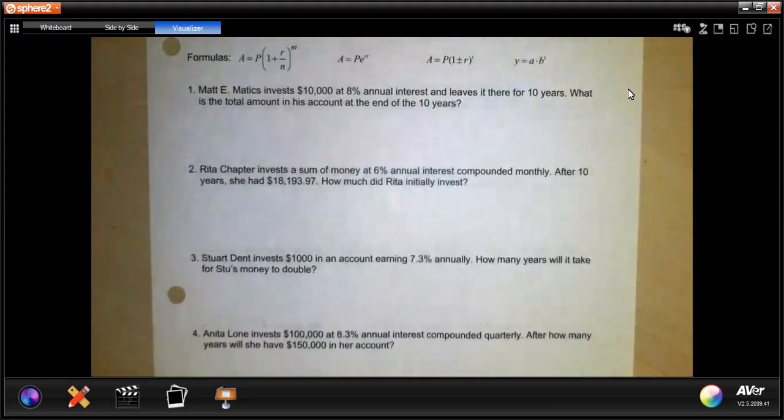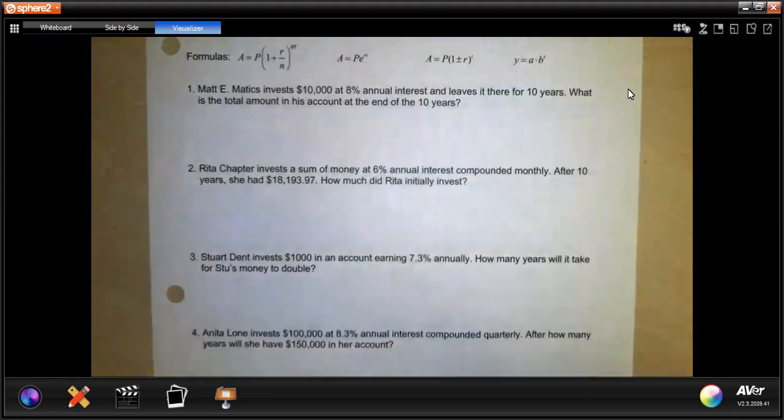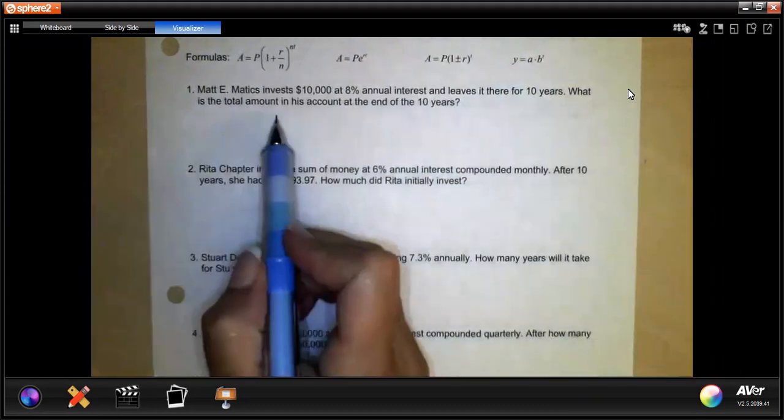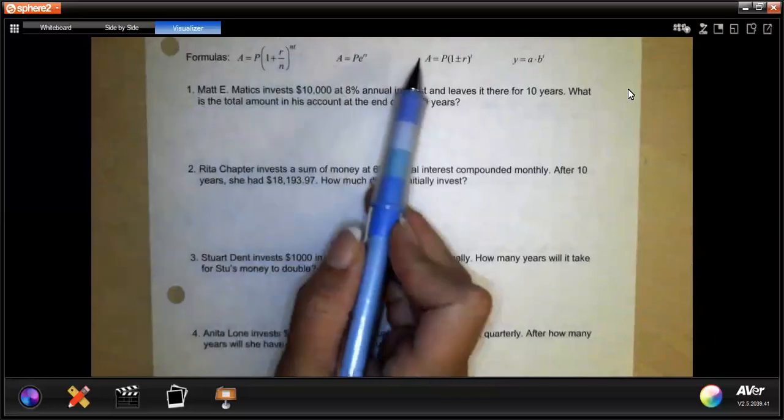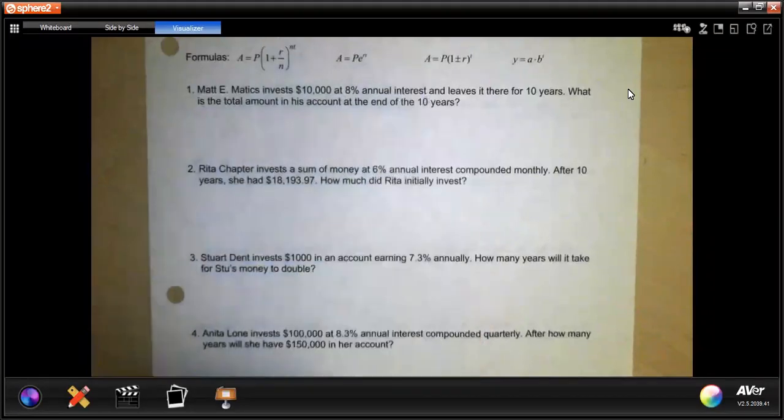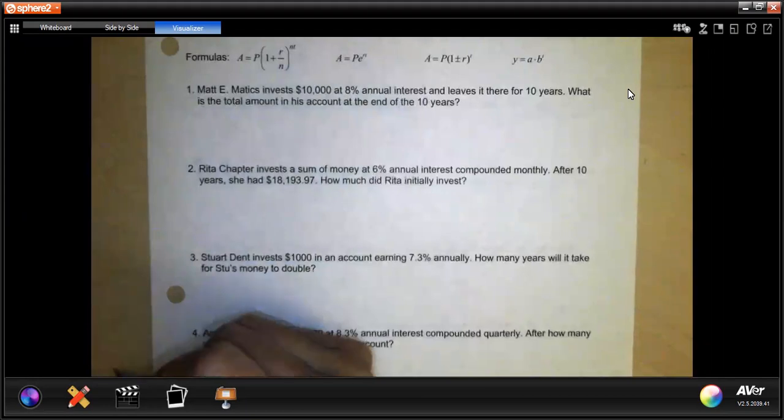It says Mathematics invest $10,000 at 8% annual interest and leaves it there for 10 years. What is the total amount in his account at the end of 10 years? This is actually the easiest type of problem we get. In this case, they're asking what our total amount is. So they're asking for this A at the end of our equation. And so all we have to do is plug it into the calculator. But we want to make sure we use the correct equation.